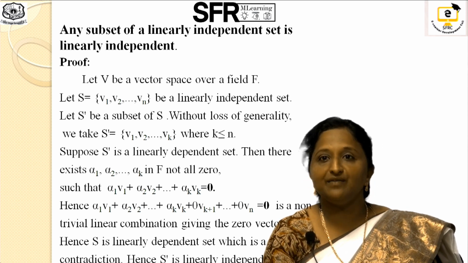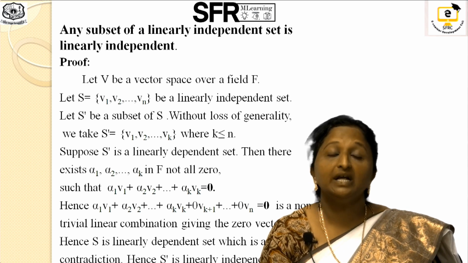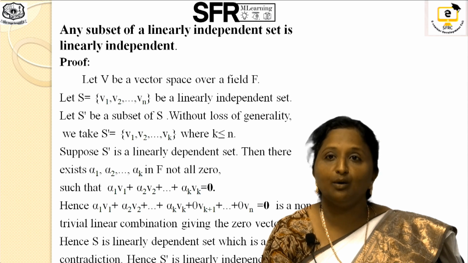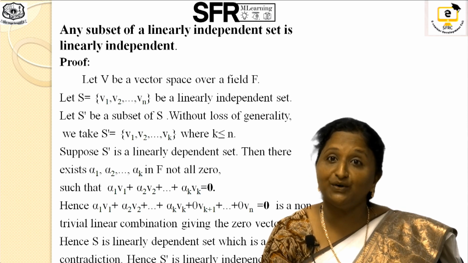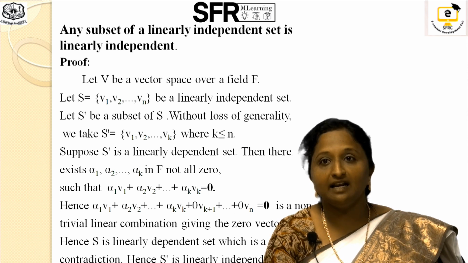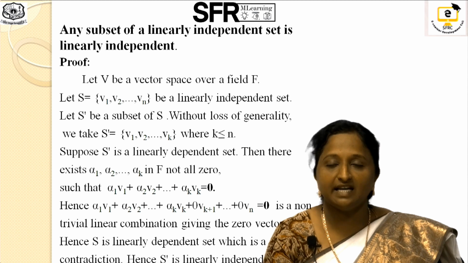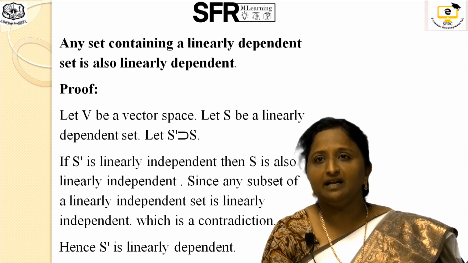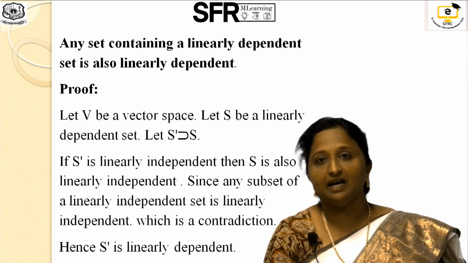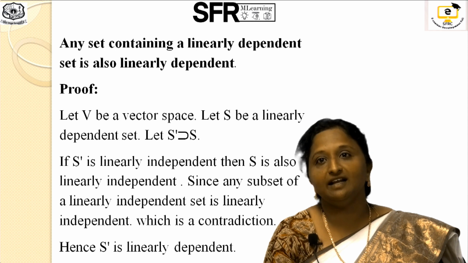So I have a linear combination for that. The linear combination with scalars not all 0 is a non-trivial linear combination giving the zero vector. Hence S is a linearly dependent set, which is a contradiction because S is a linearly independent set. So any subset of a linearly independent set is linearly independent. Likewise, any set containing a linearly dependent set is also linearly dependent.